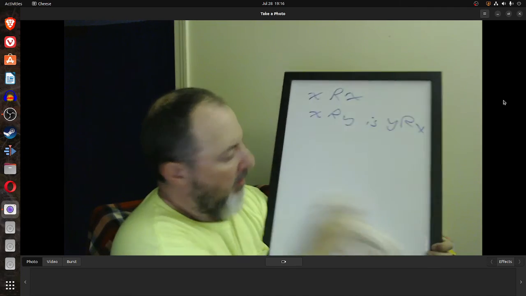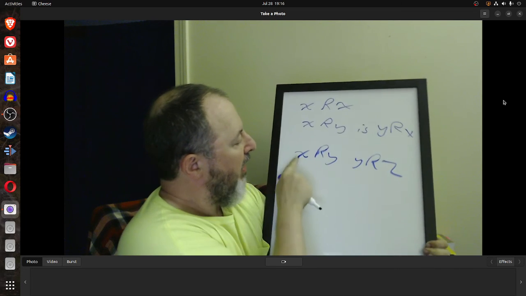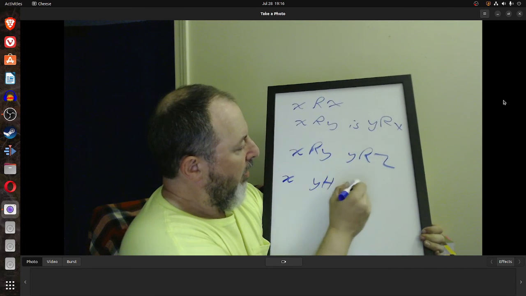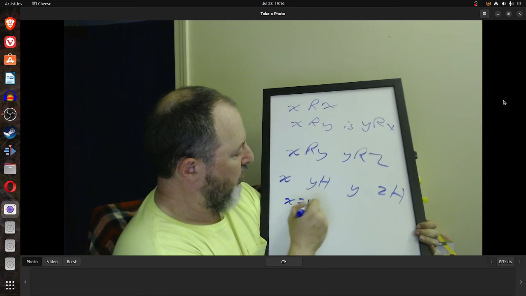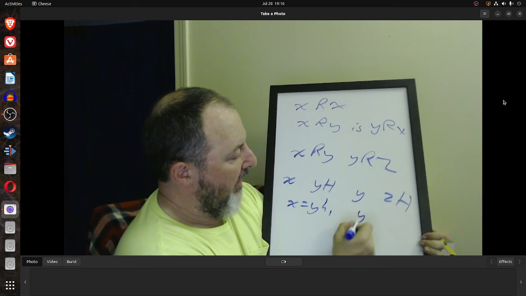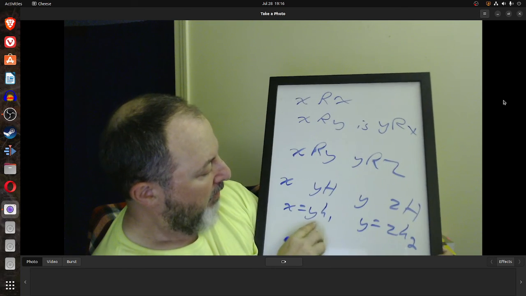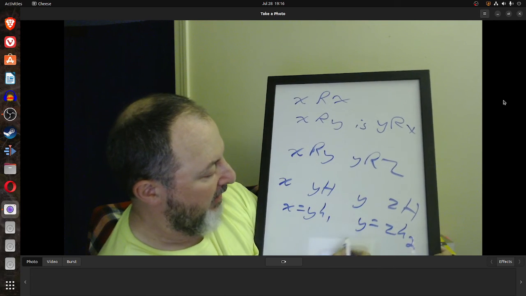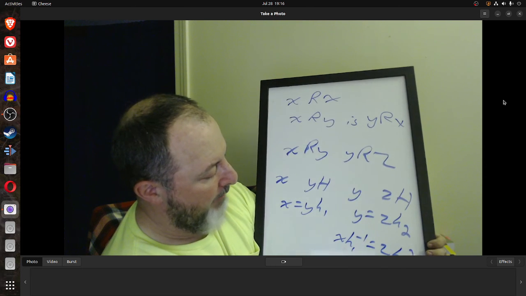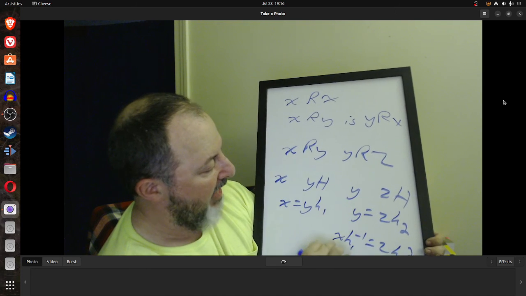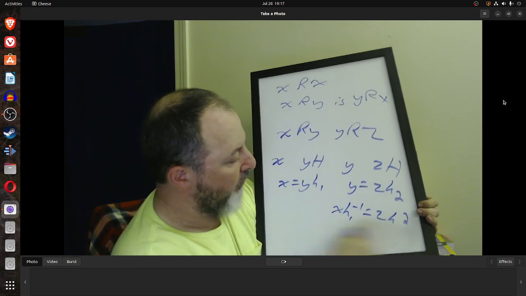And then the last one is, if x is related to y and y is related to z. X is in the y coset. Y is in the z coset. So x is equal to yh1 and y is equal to zh2, let's say. Well, so y equals xh1 inverse equals zh2. And then multiplying on the right by h1, that gives x is related to z. So that proves x is related to z.